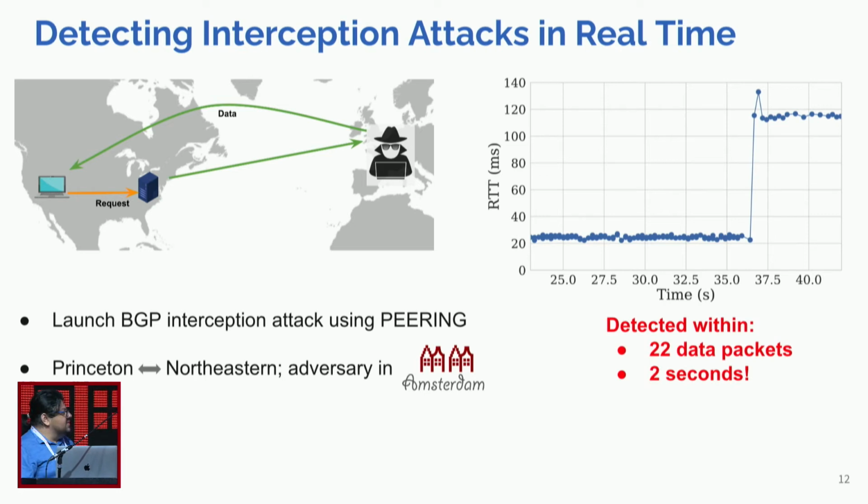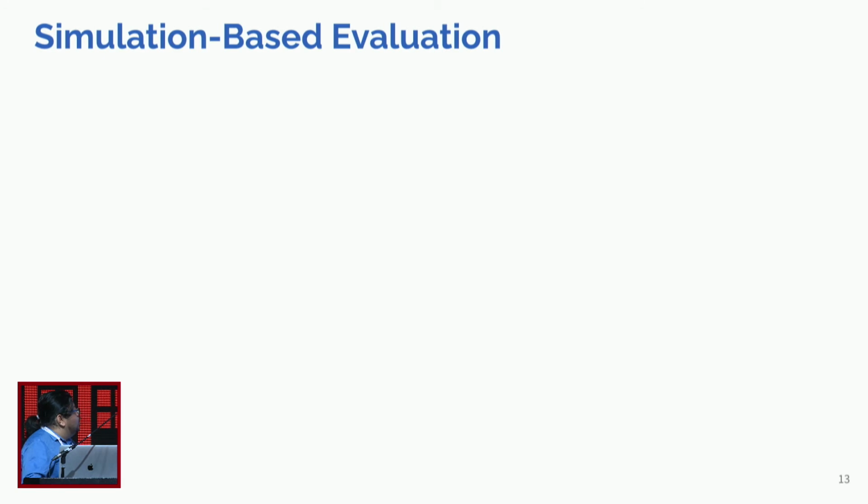So we implemented a simple change point detection algorithm offline on this particular RTT time series data, and we could detect the attack within just 22 data packets and 2 seconds of time, which shows that it is very effective. We also perform simulation-based evaluation because we want to sweep the parameter space of the Tofino in terms of memory, number of stages, and so on.